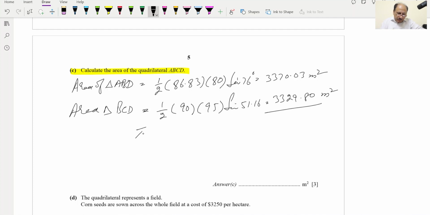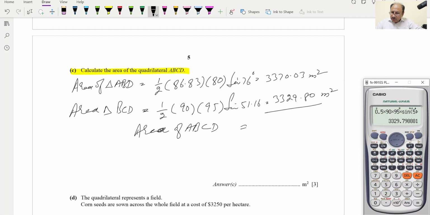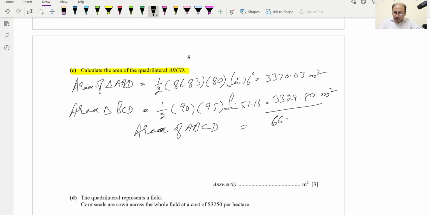Now the total area, or area of the quadrilateral ABCD, this will be equal to, we'll add these two areas. One number is already there, so we'll add plus 3370.03, and this will give us 6699.83. The rounded answer, we can round it to 6700 meter square. This will be the final answer.